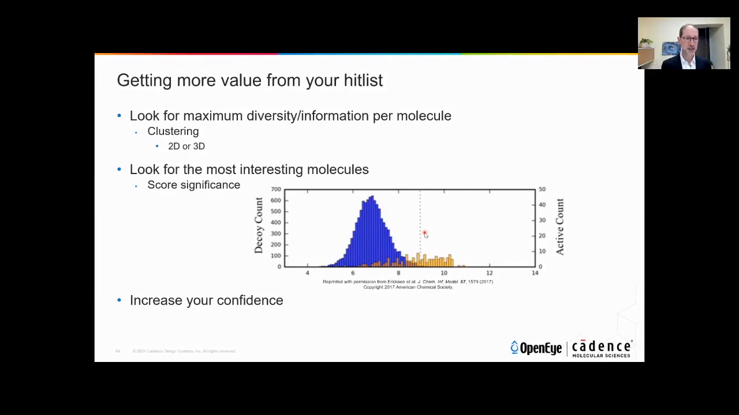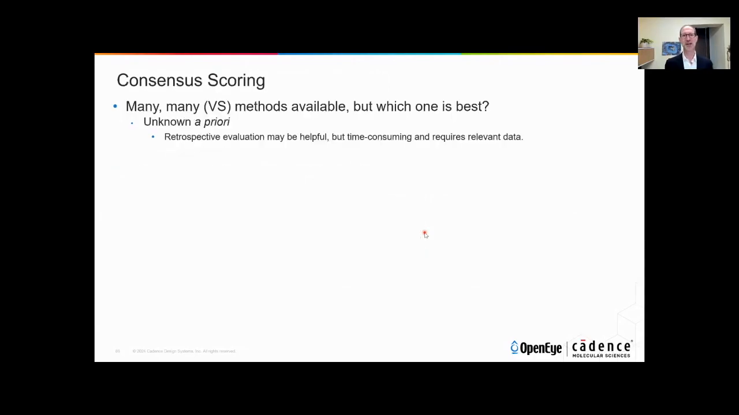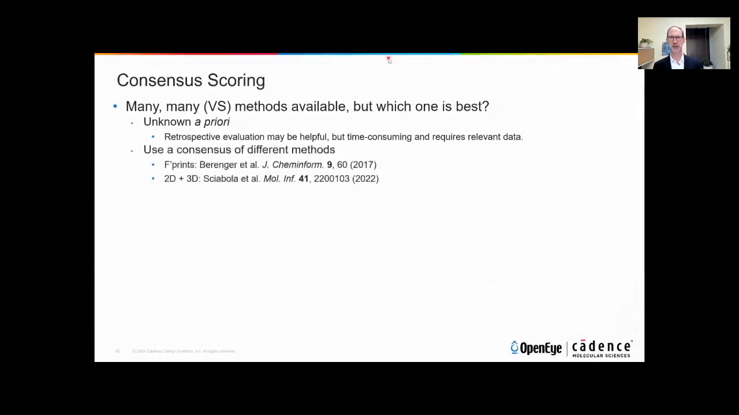You can, if you want, attempt to determine for each database and each protein target which method appears to be best using retrospective experiments with suitable data sets. But that's very time consuming. Assembling the relevant data is sometimes very hard. A much more efficient approach is to use a consensus of different and reliable methods.